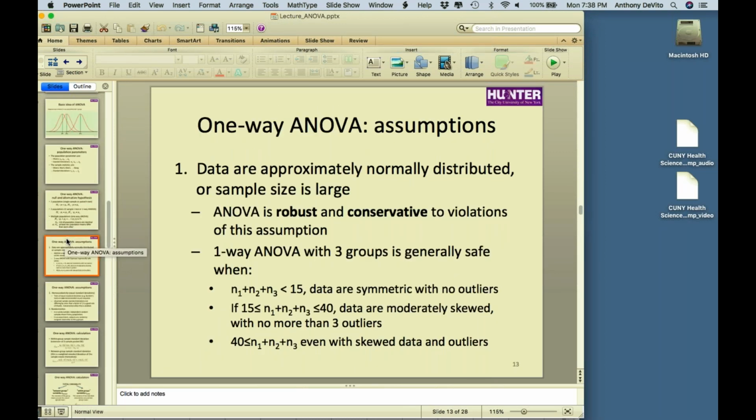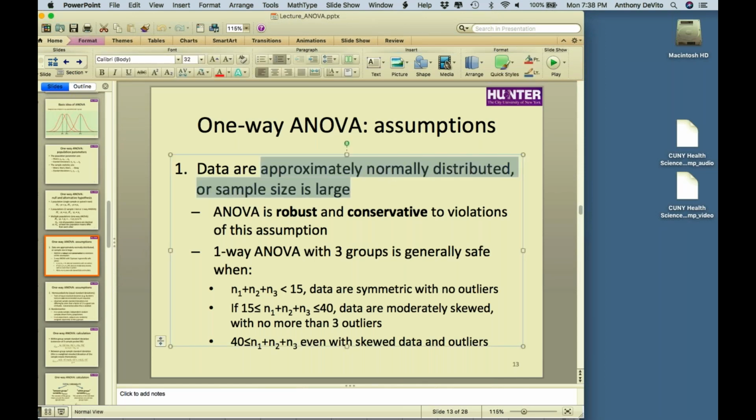Okay, so let's do some more sleep. We'll continue with this. Okay, so what are our assumptions here? Now one of our assumptions is that the populations that these samples are drawn from are normally distributed, just like the t-test. For the t-test, one of our assumptions is that it's drawn from an approximately or a normally distributed population.